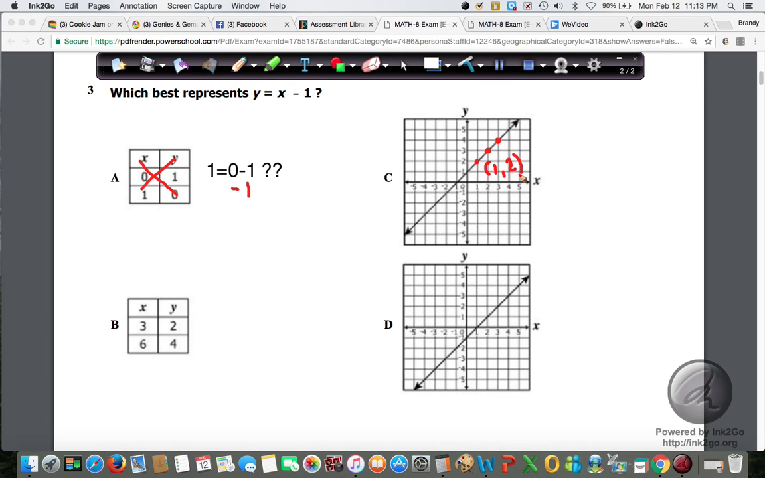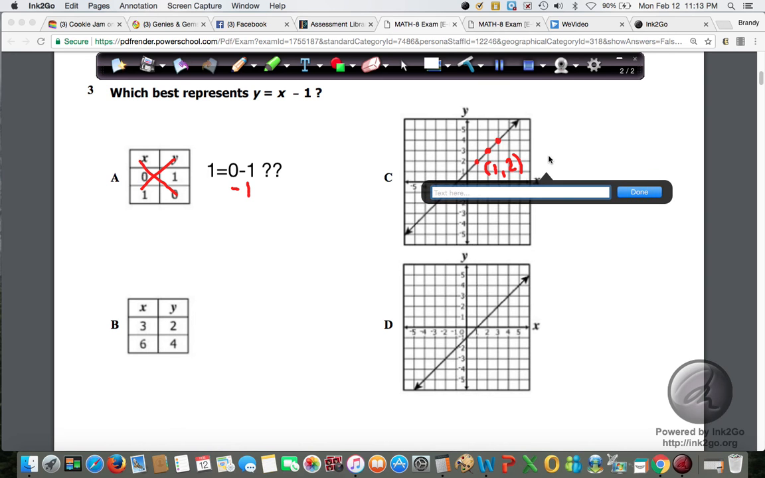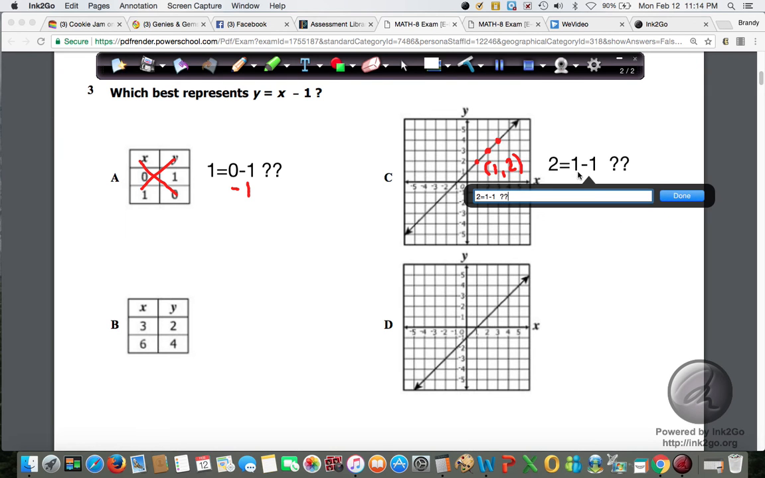And you can plug this in. So if we wanted to plug this one in, for example, we would say our y in this case is 2. So we would say 2 equals, again, you want to go back up to your equation, x minus 1. So what is x? 1. So we would write 1 minus 1. Well, oops, wrong button. Here we go. Is that true? Does 1 minus 1 equal 2?